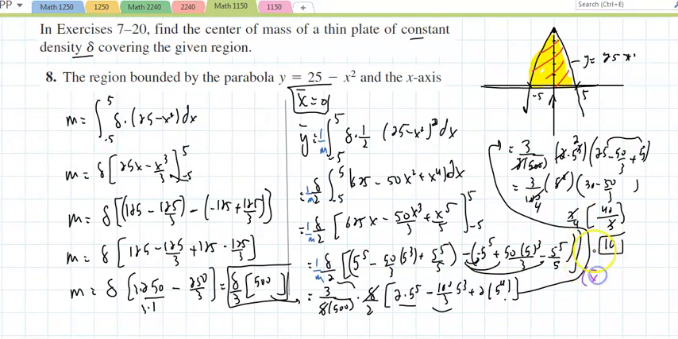So, y bar is actually 10, so the center of mass is 0, 10. I thought I was looking at the 5, but this is y bar. So, if you go 0, 5, 10, that is the center of mass right there.